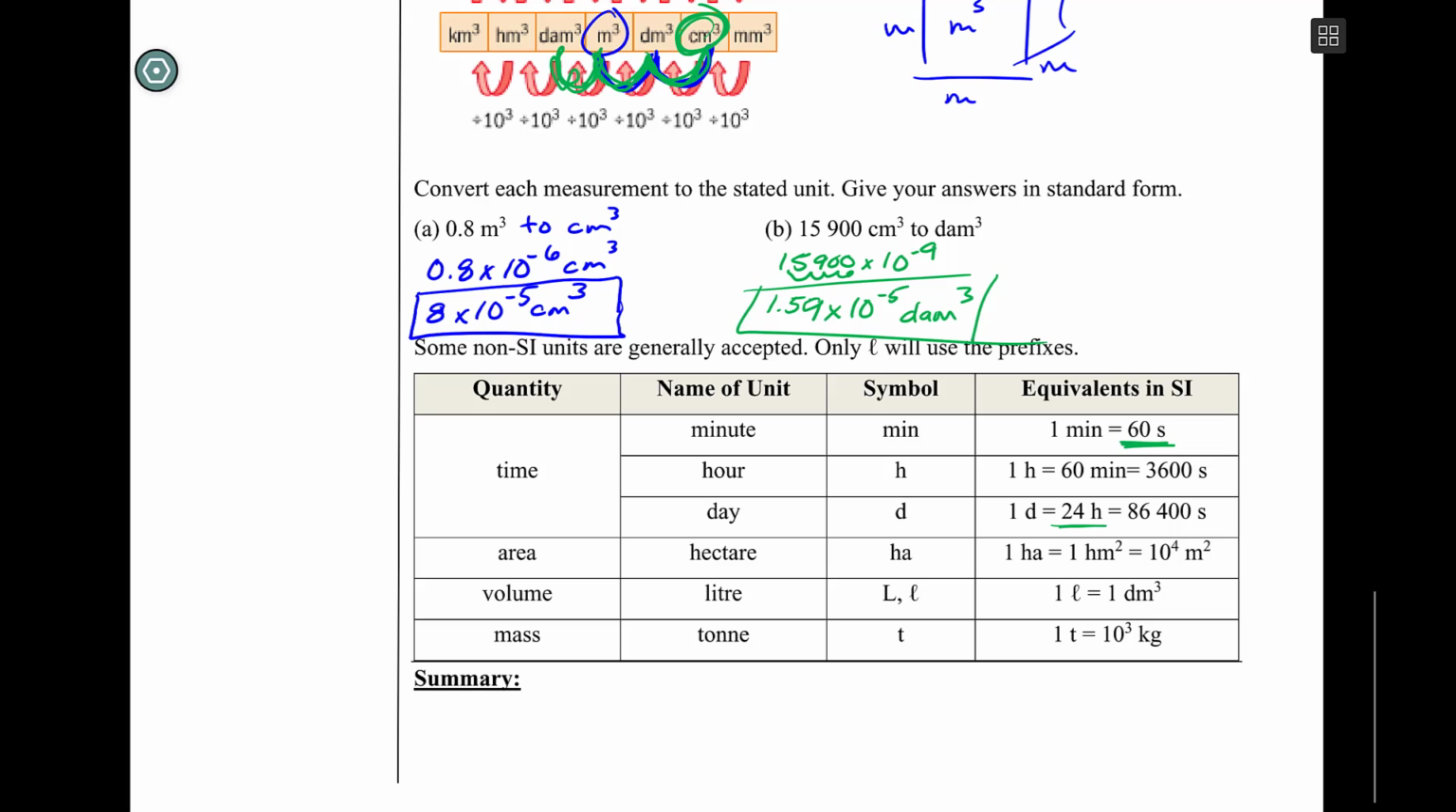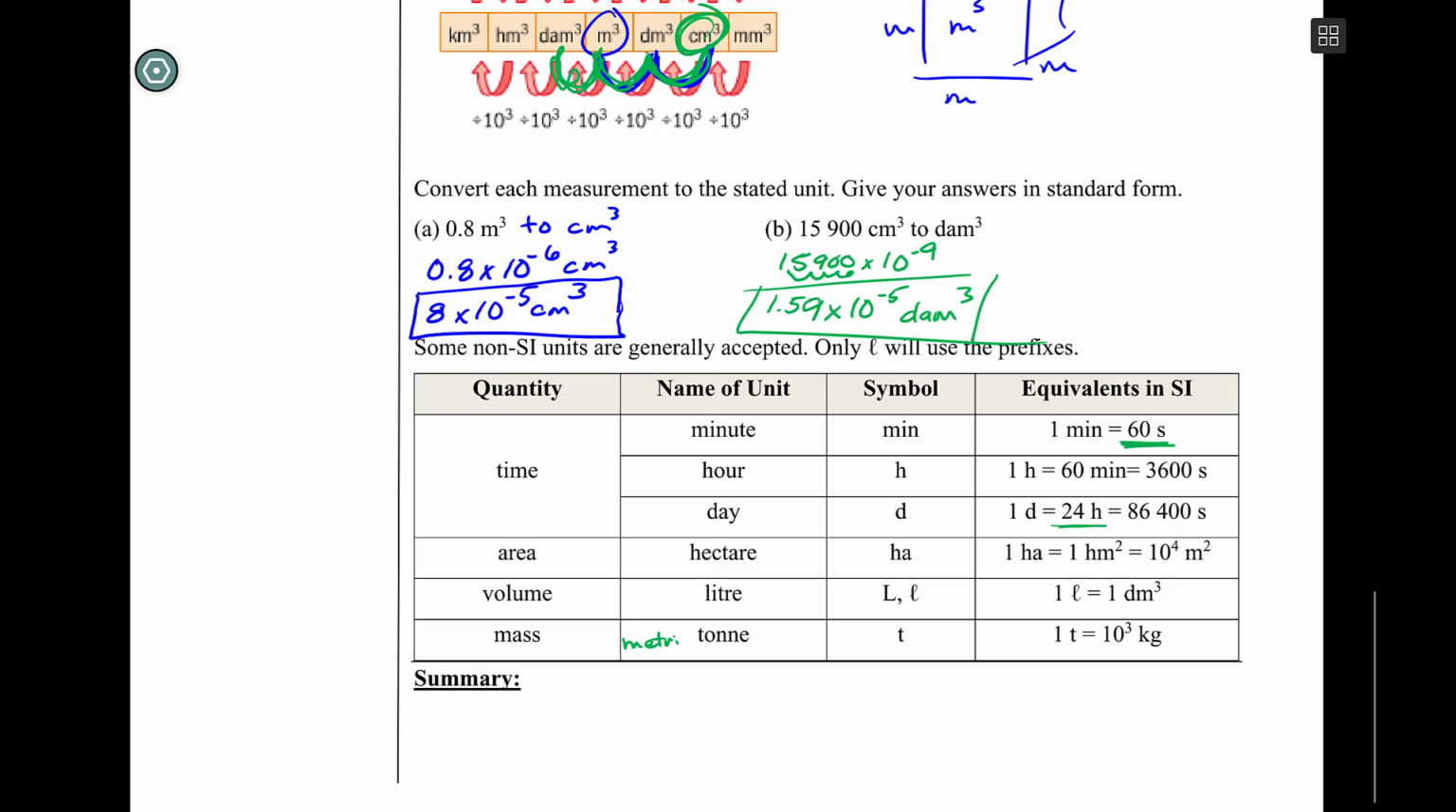So for area, we use this thing called a hectare, and a hectare uses the abbreviation HA, and that is equal to 10,000 meters squared. Okay, 10 to the 4 meters squared. Volume, we look at liters. Liters are used as 1 cubic decimeter. Okay, mass, we also might look at the metric ton.